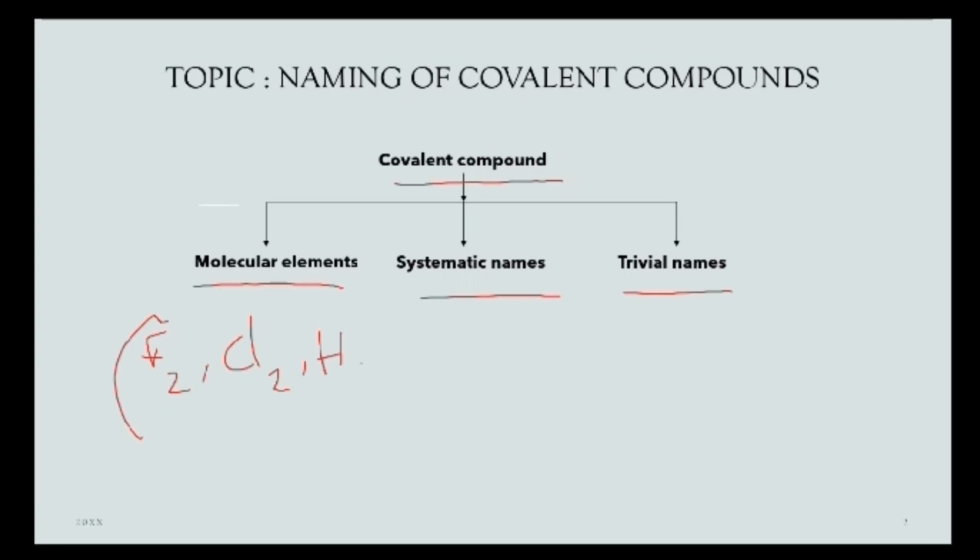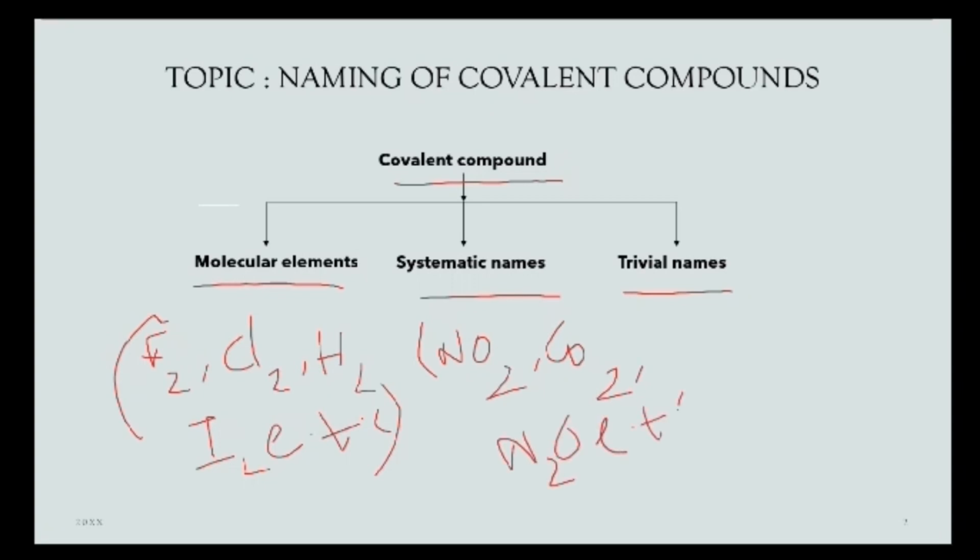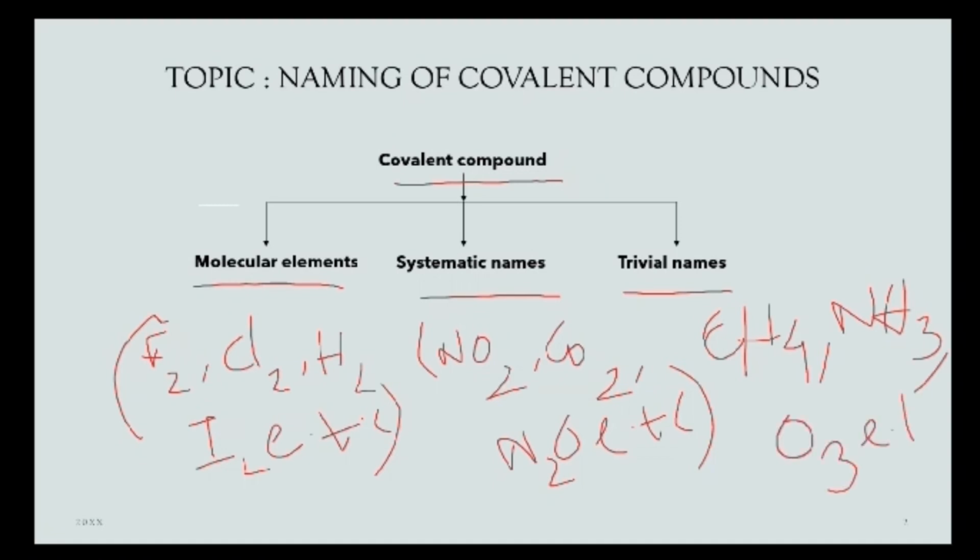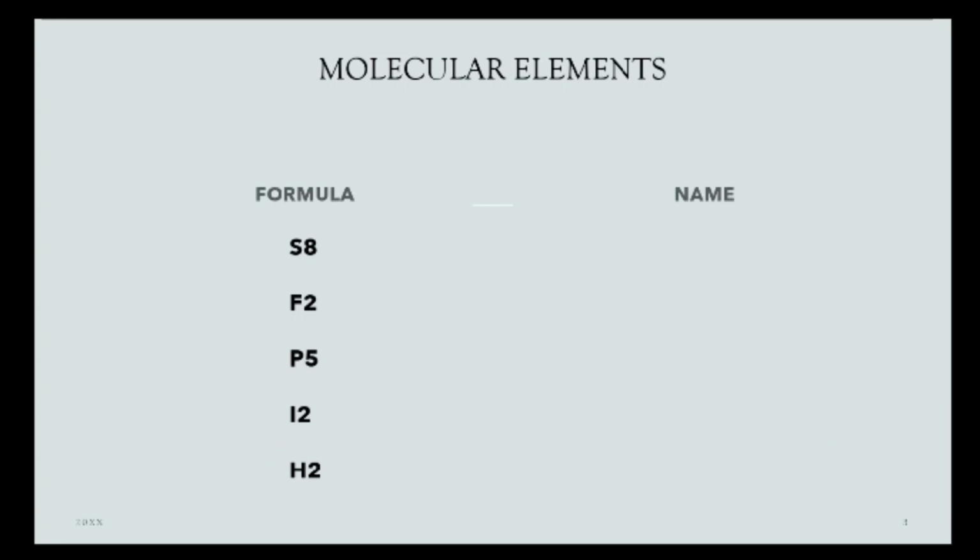Molecules like F2, Cl2, H2, I2, etc. are known as molecular elements, and compounds like NO2, CO2, N2O, etc. are known as systematic names. Trivial names, on the other hand, do not have any rules, and these are the names that we have to memorize, such as CH4 or methane, NH3 or ammonia, ozone or O3, etc. Now let's try to understand each type more deeply and learn how to write the formulas.